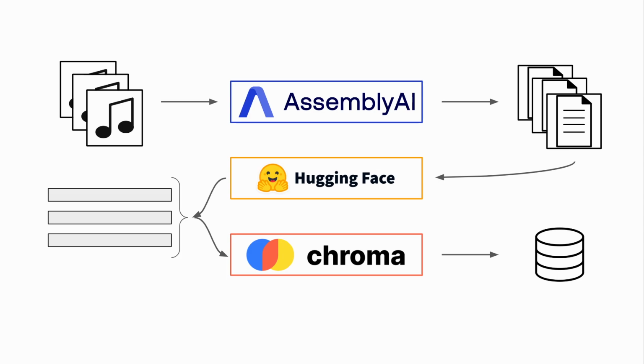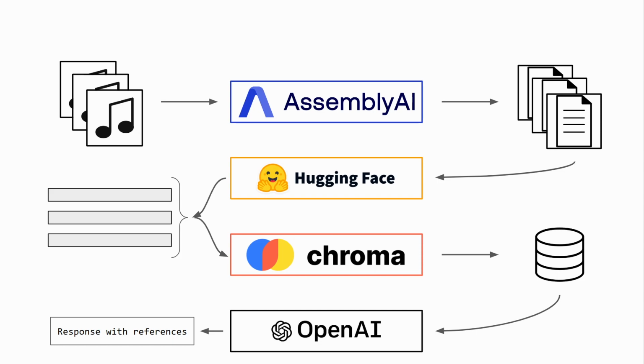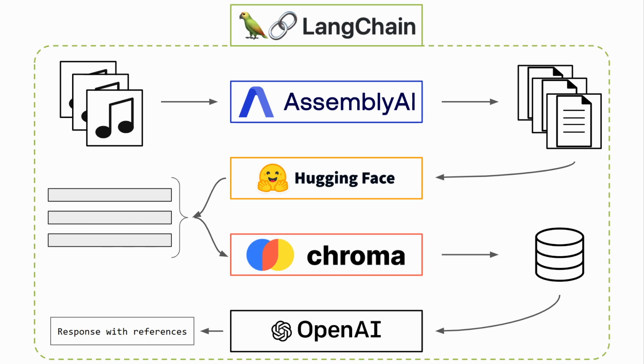Next, we'll use the vector database Chroma to store these embeddings. This vector database will make it easy to perform a similarity search so that we can extract documents that are relevant to our query. Finally, we'll pass in the retrieved documents as additional context when we query OpenAI's GPT model. And we'll use LangChain to tie all these pieces together. If you need a refresher on LangChain, you can check out our dedicated video.